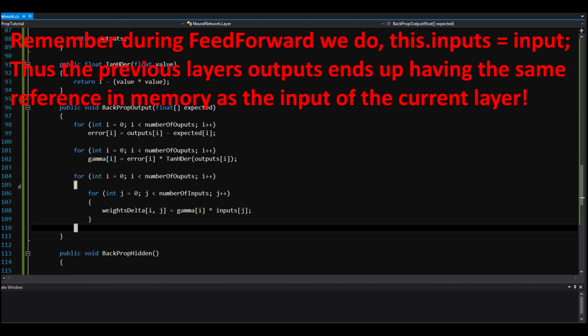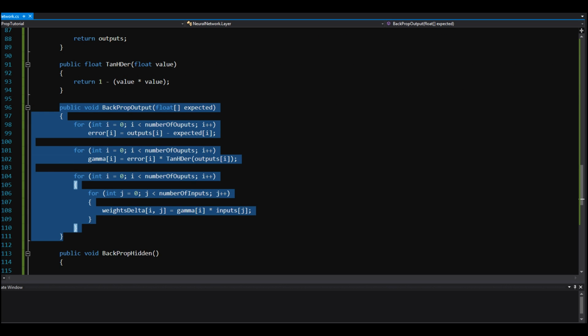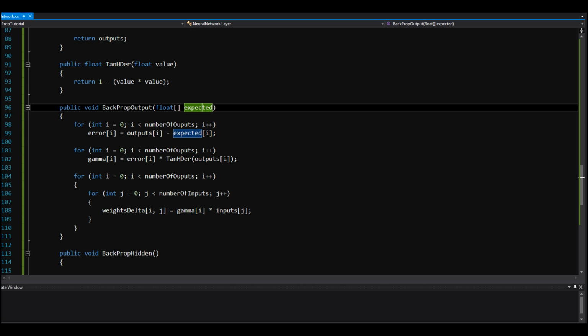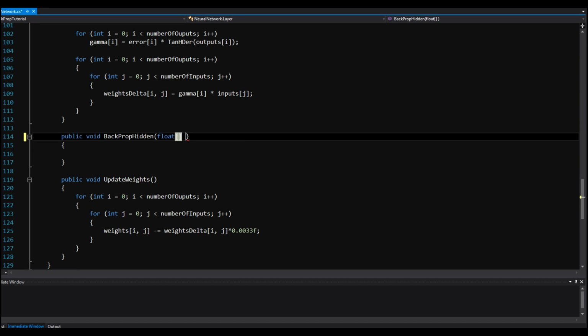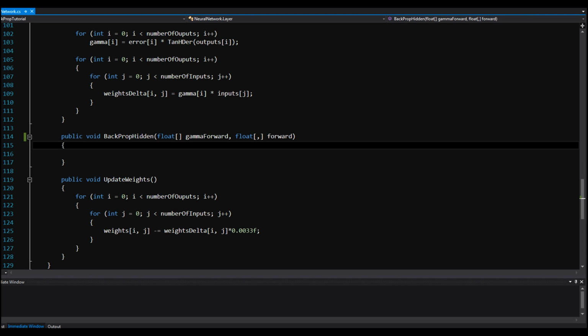If you didn't care about any layers and you only wanted to train the output layer, you could just run this with an expected value and train the neural network. It will take two parameters: gamma of the forward layer and the weights of the forward layer. So that's basically what our backpropagation for the hidden layers needs.